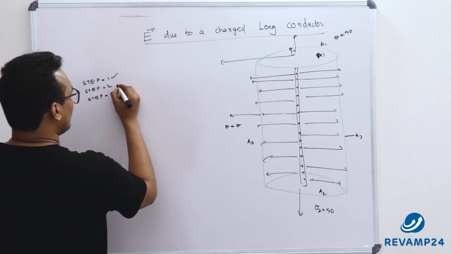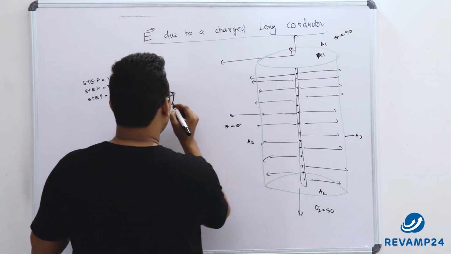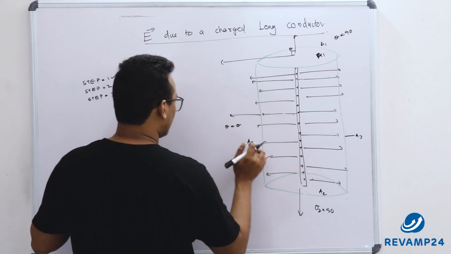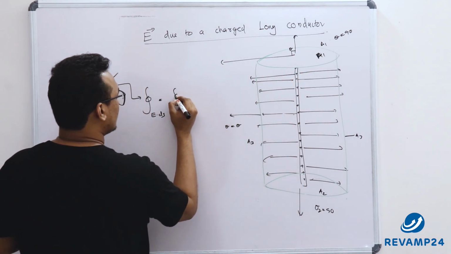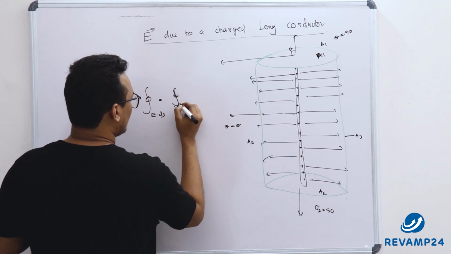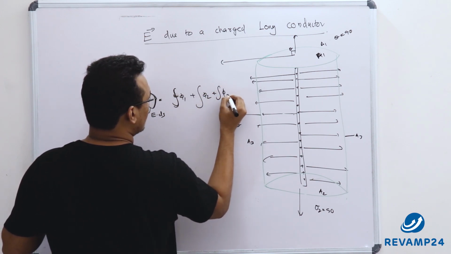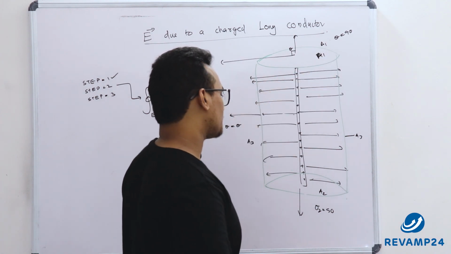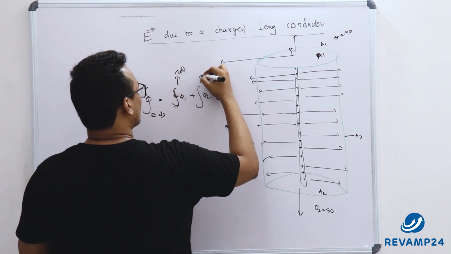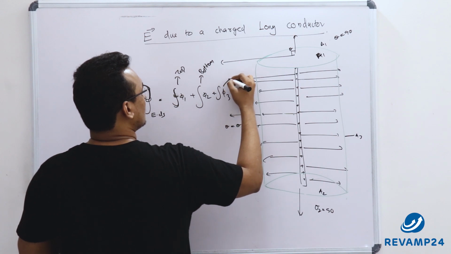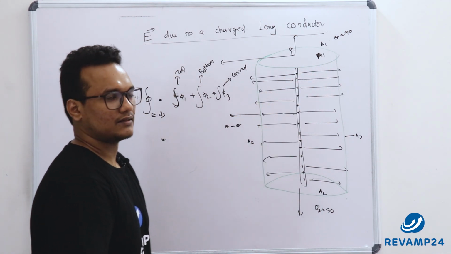Step 2, we will apply now. What is step 2? We have to find the integral of E dot ds. How many surfaces do we have? Surface 1, 2 and 3. So that is the integral of phi 1 plus integral phi 2 plus integral phi 3. This is not a closed surface, right? So it is the total flux linked with the top surface, the bottom surface, and the curved surface. This one is very important, okay? This is the curved surface.